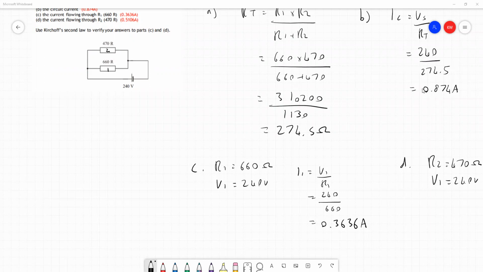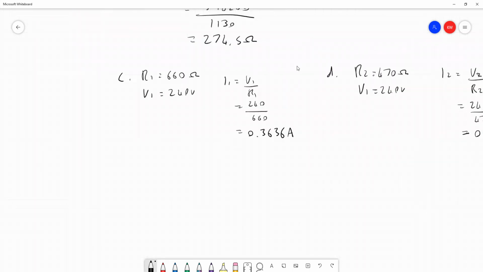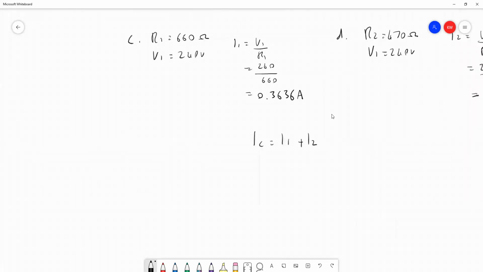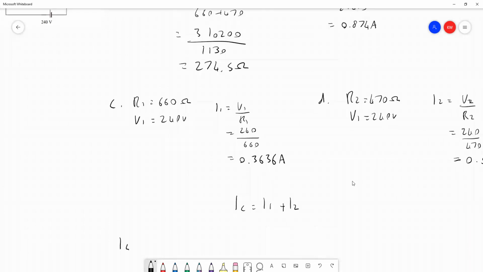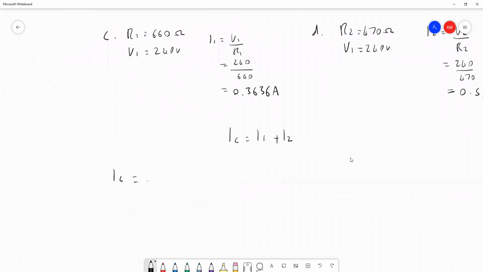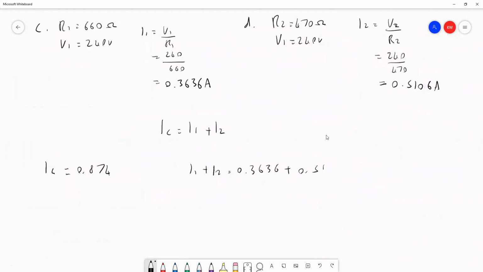You don't even need to remember Kirchhoff's name. You just remember that the rule for parallel circuits is that the circuit current is going to be equal to the sum of the currents in each branch. And we want to check that these two things are equal. So we worked out IC in part B, and that was 0.874, and we've worked out I1 and I2, so let's add them together. We get 0.3636 plus 0.5106, so add these together.